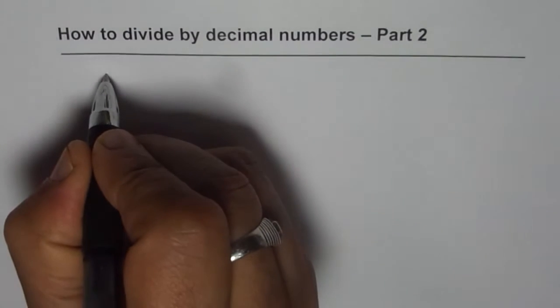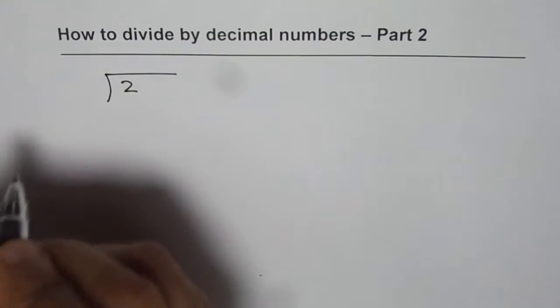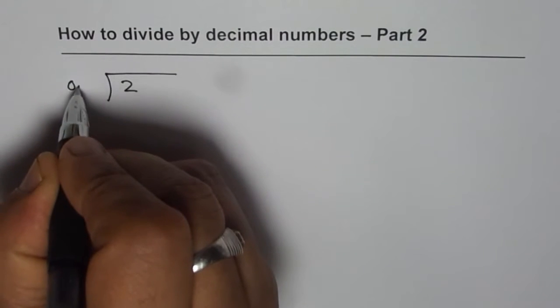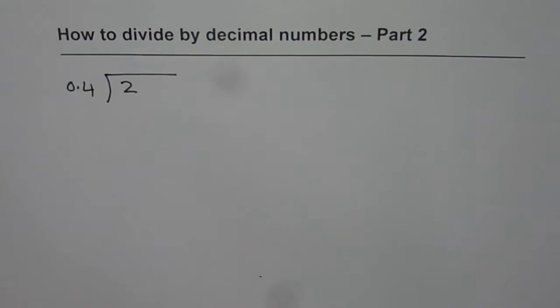I'm Anil Kumar, and now let us extend our knowledge about dividing by decimal numbers. We'll take up examples like dividing a number, let us say 2, by 0.4. So we are dividing by a decimal number and we are taking a whole number inside.